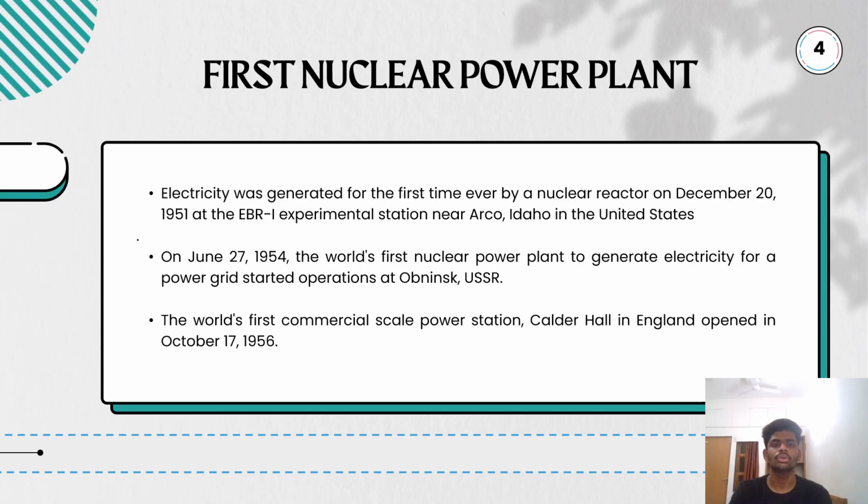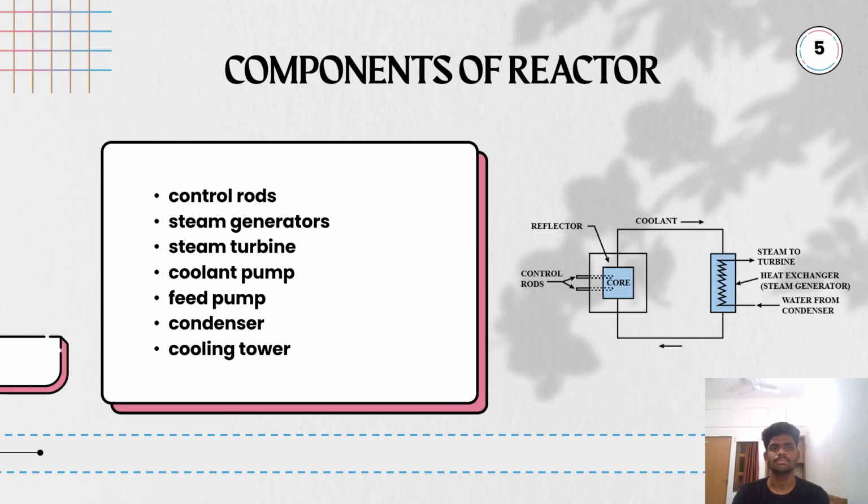This is the first nuclear power plant. Electricity was generated for the first time ever by a nuclear reactor on December 20, 1951, at an experimental station near Arco, Idaho in the United States. On June 27, 1954, the world's first nuclear power plant to generate electricity for a power grid started operations at Obninsk, USSR. The world's first full-scale power station, Calder Hall in England, opened on October 17th, 1956.